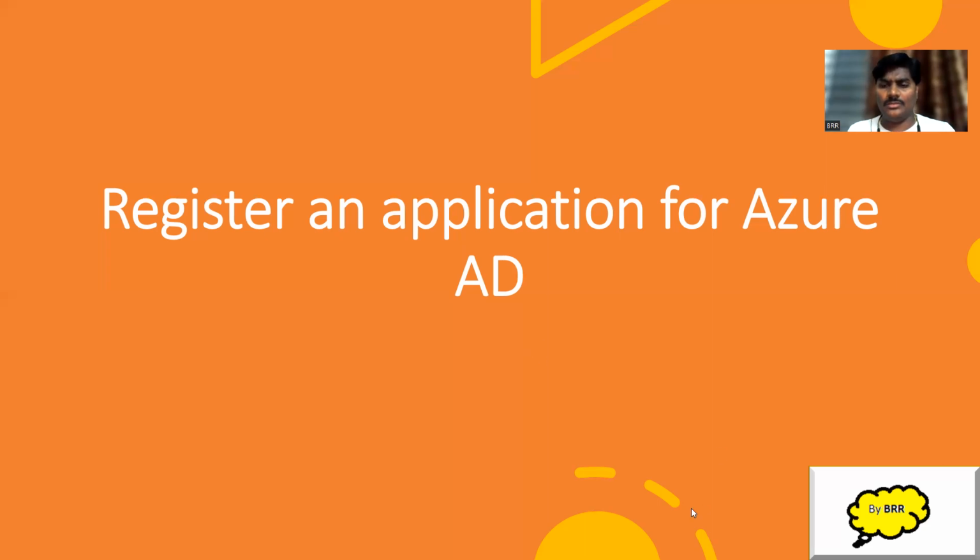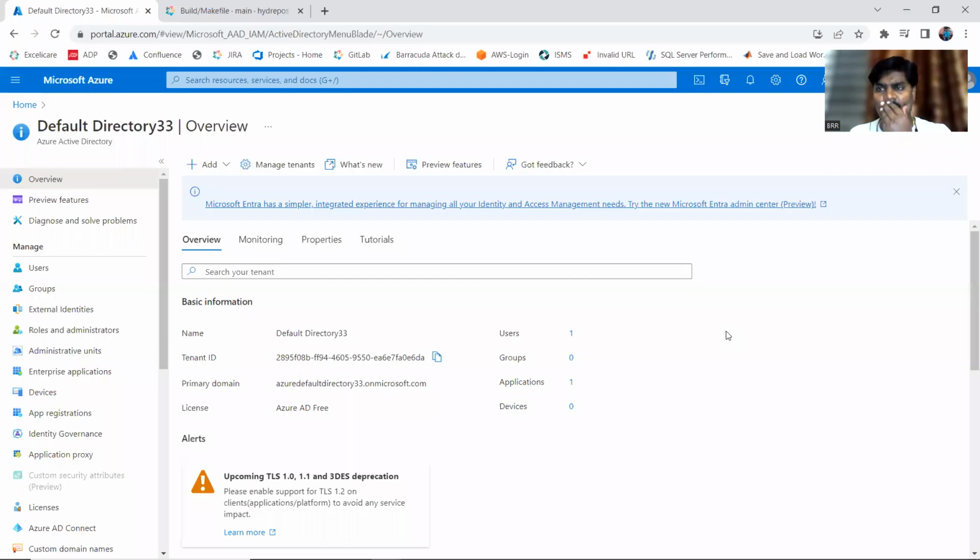Let me get into this and just open my Azure portal. This is my default directory, which can be called the tenant, default directory 33, and the name was default directory 33. This is the tenant ID, and this is the primary domain name which is created when you create a tenant, and this is going to be added to your users or any applications which you are registering under this directory. Okay, let's get into this app registration part.